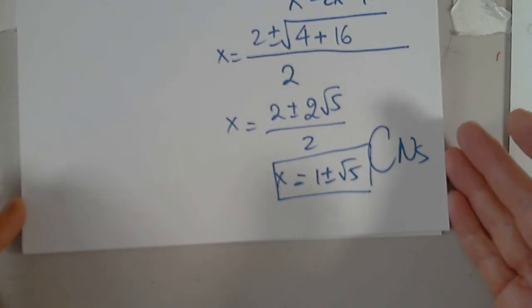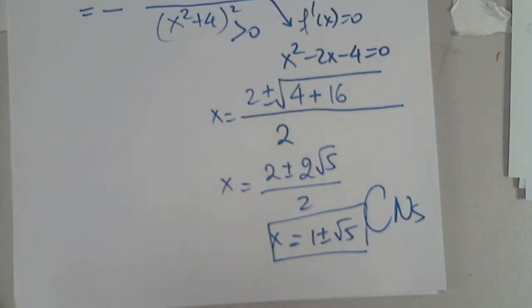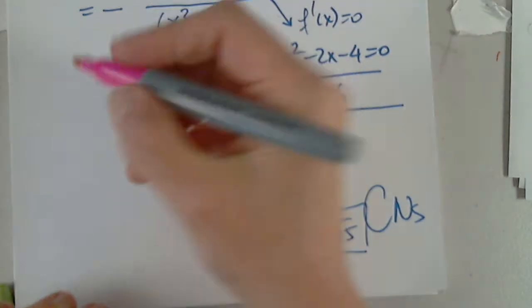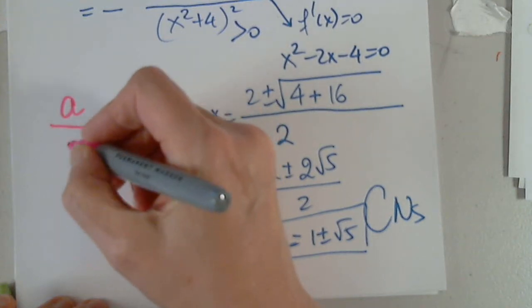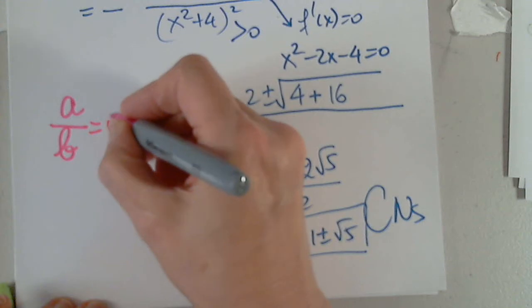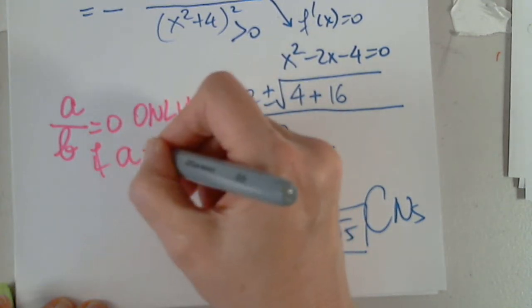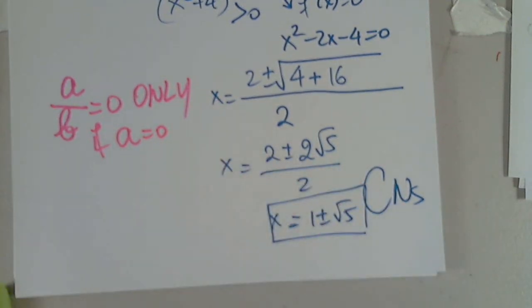Can you slow down just the tiniest bit? Yes. I have a question. Yes, please. I beg for questions. Okay, did you not include the denominator because it's always going to be greater than 0? Is that why? Okay. I just don't get how you got the x squared minus 2x minus 4. Perfect. A fraction is 0 only if the numerator is 0. Okay. All right.